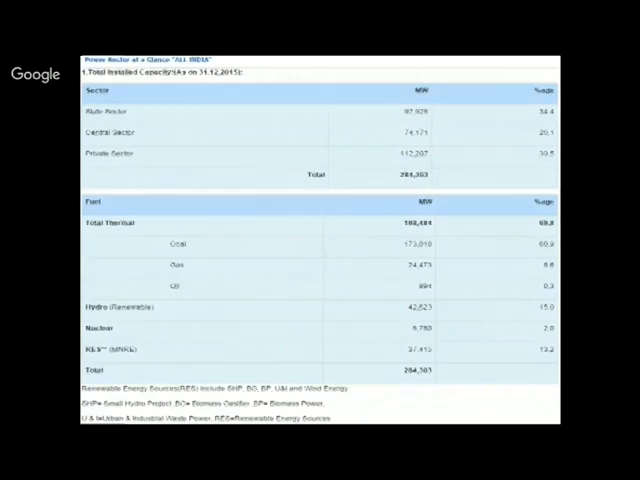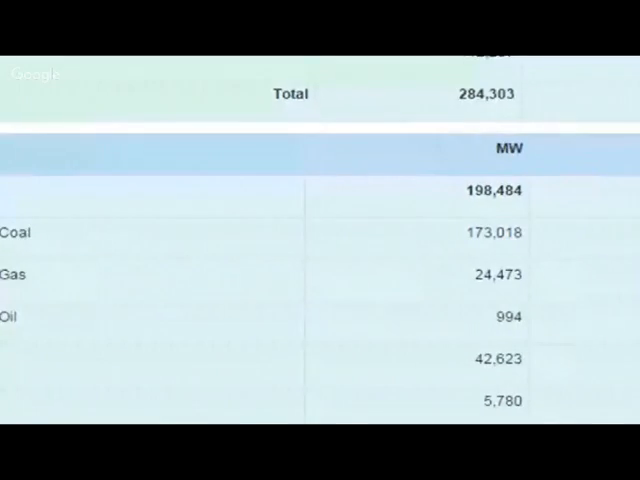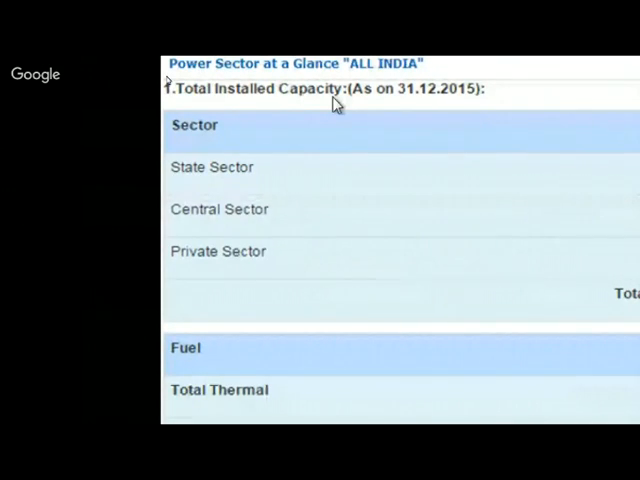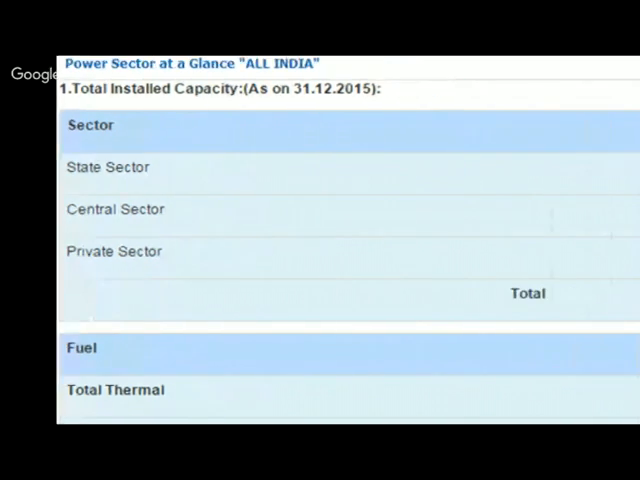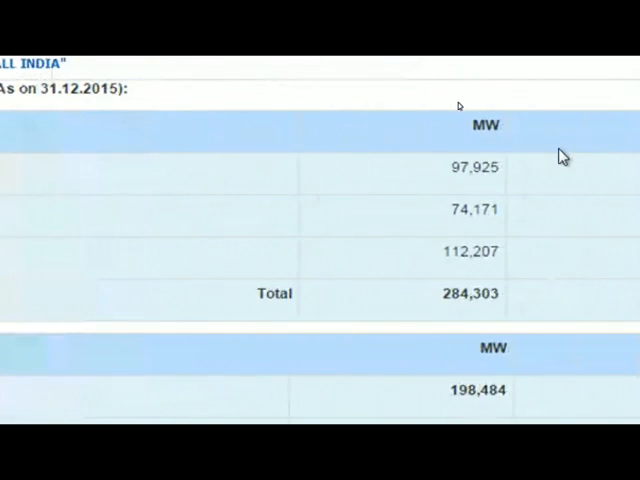So first of all, let us see what the power sector is all over India. I think this is not visible much, so I'm just enlarging it. This is the Indian power sector at a glance. The total installed capacity as on December 2015, that is the latest, is 2,84,303 megawatts.